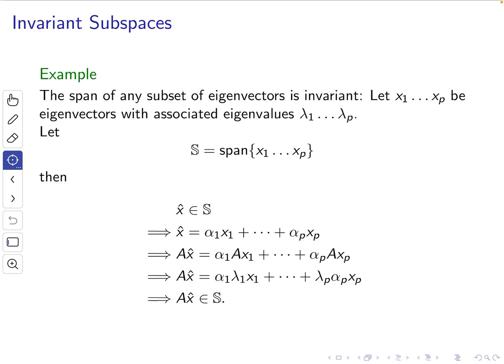Restating what I just said: if you have any set of eigenvectors, then the span of those eigenvectors will be invariant. Any x hat in S will just be a linear combination of those elements. That's what it means to be in the span of those vectors. When we multiply through by A, we again get a linear combination of those vectors, so it's in the span of those vectors, or S. So again, any linear combination of eigenvectors is invariant.